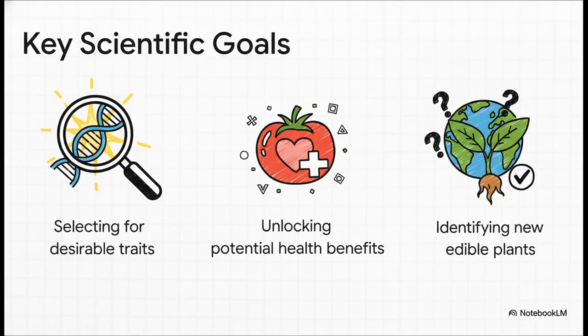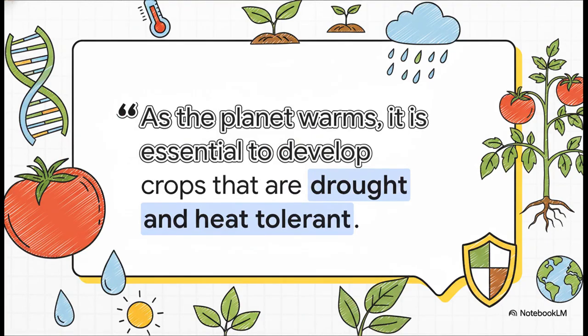The whole point here is that scientists are carefully selecting for desirable traits. And it's not just about survival. It's also about unlocking potential health benefits, like packing more vitamins into a tomato. This kind of research could even help us identify brand new edible plants from the thousands of species we don't even use right now. Here is a perfect, super topical example for your exam. When you're talking about climate change, and you probably will, using a phrase like drought and heat tolerant is specific, it's accurate, and it shows you have a strong command of the vocabulary. This is exactly what examiners are looking for.